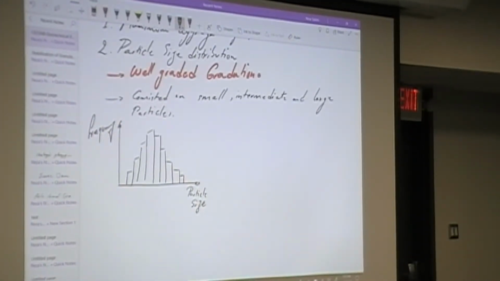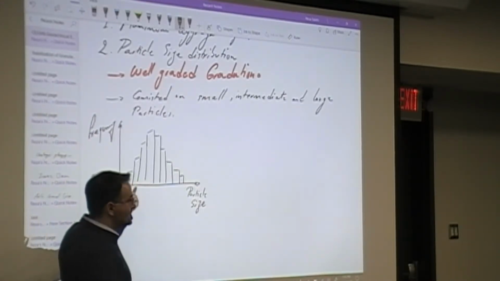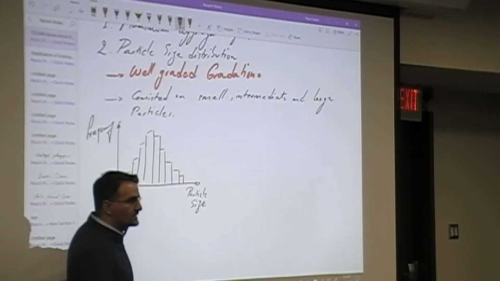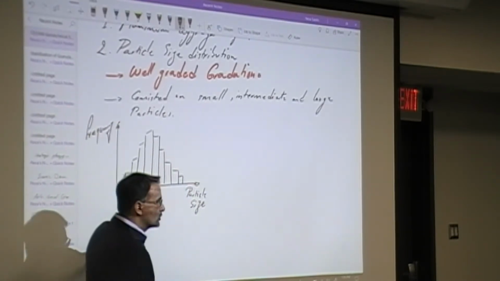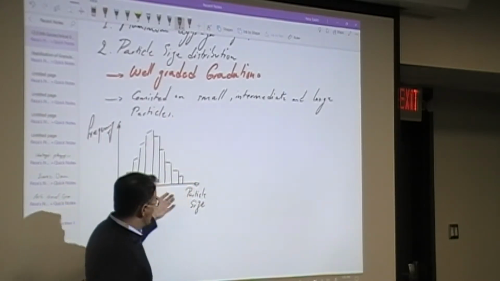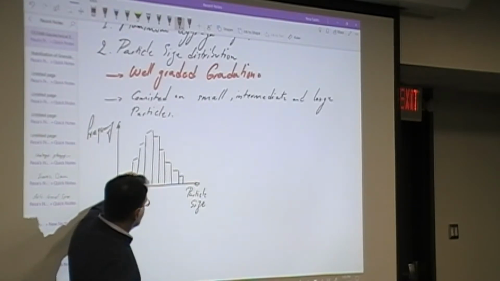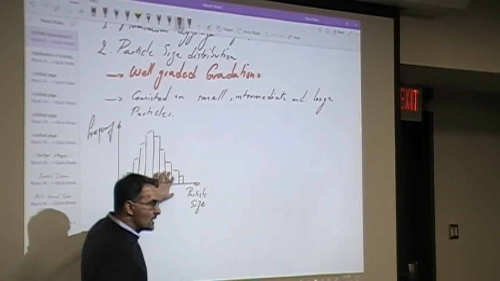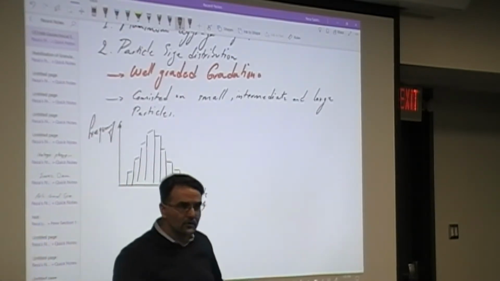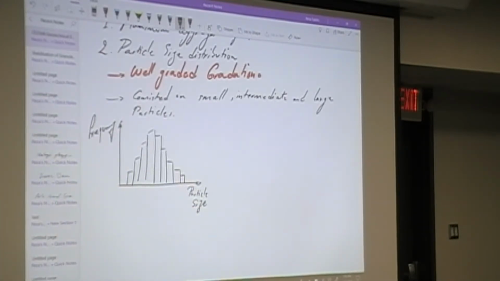So this is essentially the histogram that you have. This is your particle size. Obviously the bins that we have here represent the smaller particle sizes. As you move towards the right-hand side, these are larger particle sizes, right? So what do we have here? It basically tells you that you have small particles, you have intermediate particles, and you have larger particles in the mix, right? How does the distribution look like in this case?